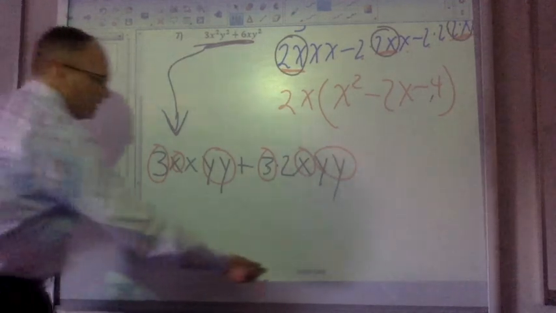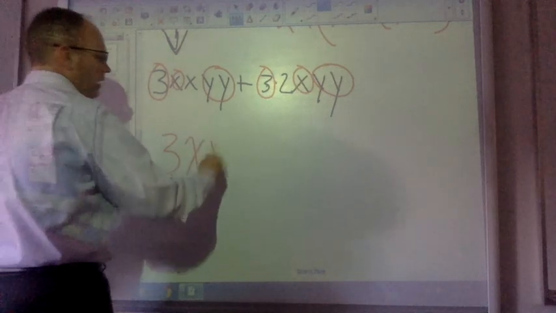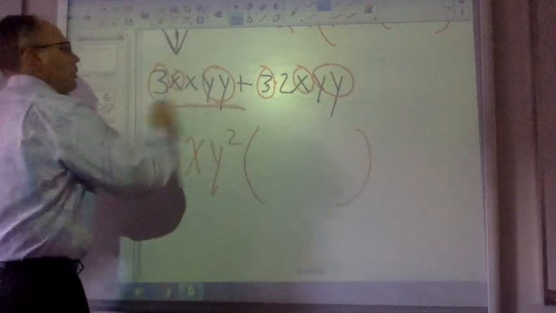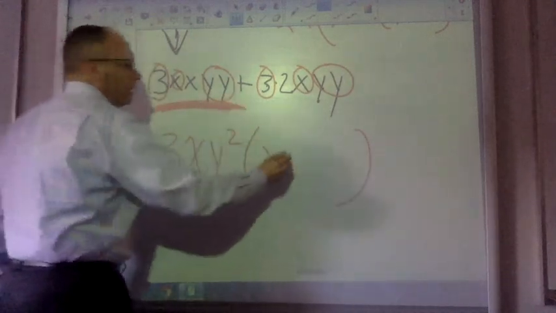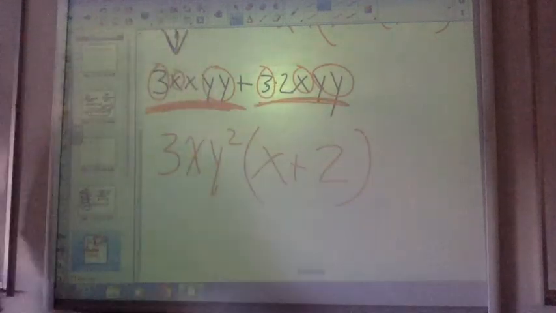Good. So I got a 3x and a y squared I factored out of both terms. Looking right here, what do I have left? Just right here, x. Plus sign comes down. What do I have left here? 2. Done.